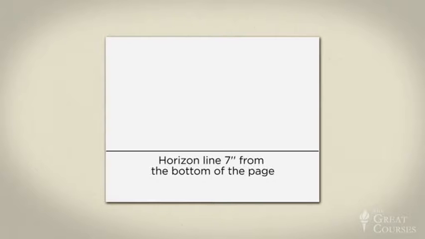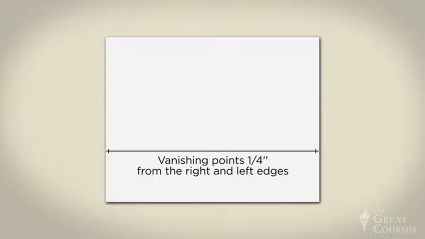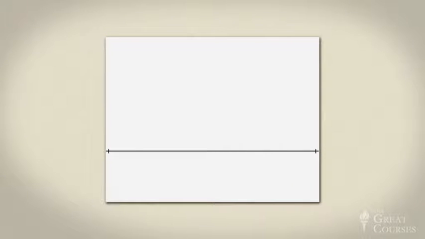Start with your page in the landscape position and draw a horizon line 7 inches from the bottom of the page. Then add right and left vanishing points about 1/4 of an inch from the right and left edges. First, we'll draw the block shape of the box. Start with a 2-inch vertical line 1 3/4 inches below the horizon line. 1.5 inches to the right of this, draw a vertical to represent the width of the box on this side. From both the top and bottom of the central 2-inch line, draw a line back toward the right vanishing point. Stop at the vertical. Erase anything you don't need.